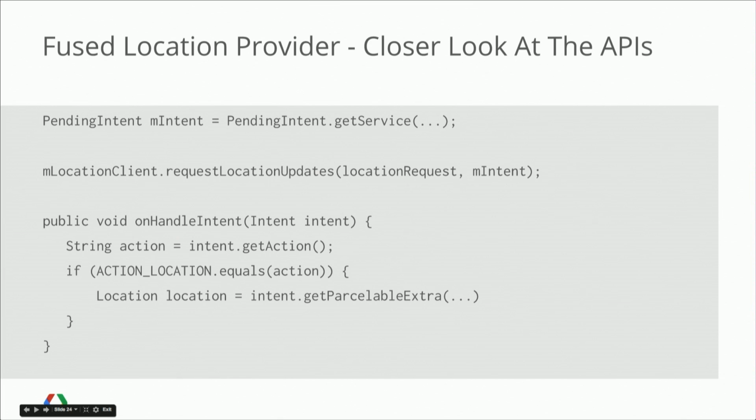So that's how it worked with listeners. What about the pending intent variant? You create a pending intent by calling get service, call request location updates. Again, the very same function call. Takes in the location request object, sends in the pending intent. You will get a callback with the location object. Same API, both use cases.